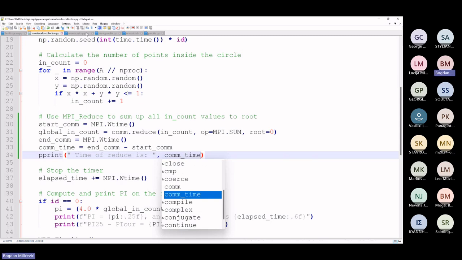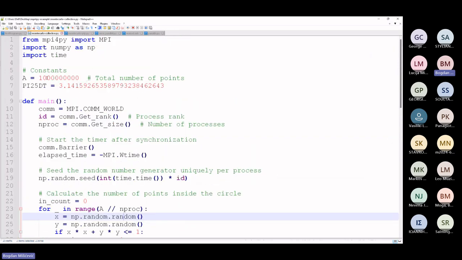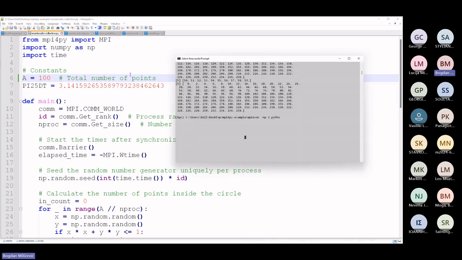And we should do something similar with point-to-point, but let's check if this works first. So mpiexec minus n, let's run just one process. Oh, let's check what number is here. Let's put first small value just to see if things work.